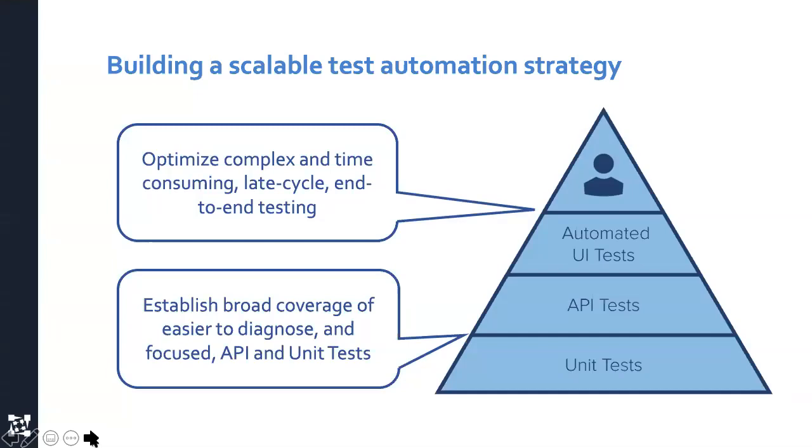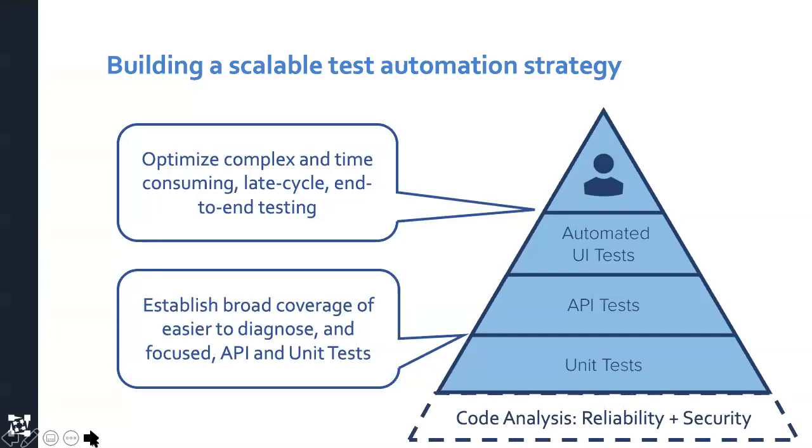So what you don't want to do is spend time doing mind-numbing regressions manually. You want to automate those, and you want to automate them in the most effective way possible. And really, the further down the pyramid you go, the more reliable those tests are, the easier they are to automate, although they do come with some challenges, and we'll talk about that in a second.